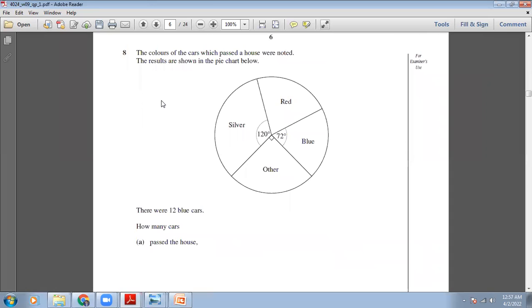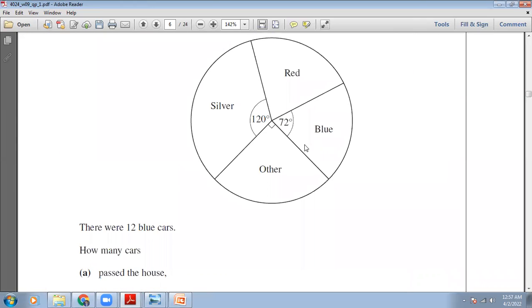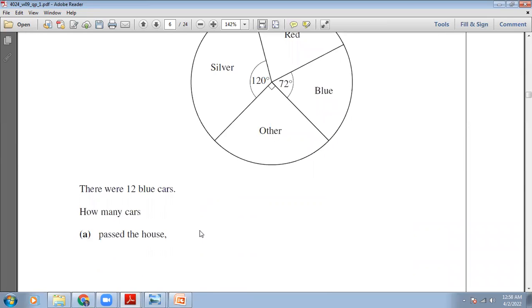The colors of the cars which passed the house were noted. The results are shown in the pie chart below. There are 12 blue cars. How many cars passed the house? So if you look at this pie chart, the angle for blue is 72, the others is 90 degrees, silver color 120 degrees, and the red color I can find the angle for from 360, I will subtract 120, 90 and 72.